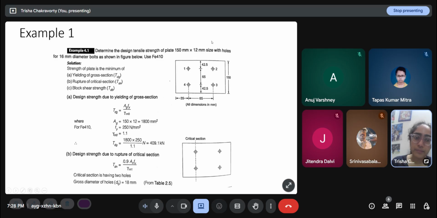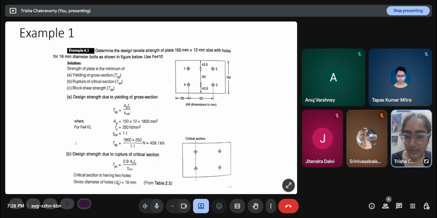This length is not given because we don't need it, because the cross section is that one. Like this plate is like this. So this is 150, and this is 12. So you can see that this cross section is what we are concerned about. We are not really concerned about this length. And there are six bolts. The bolt diameter is 16 mm. We are using Fe 410, whose yield strength we know is 250.